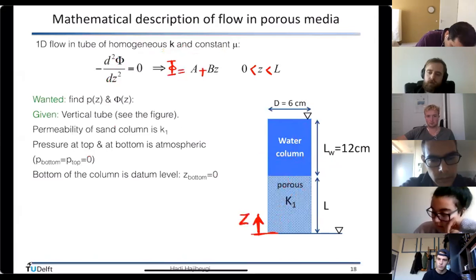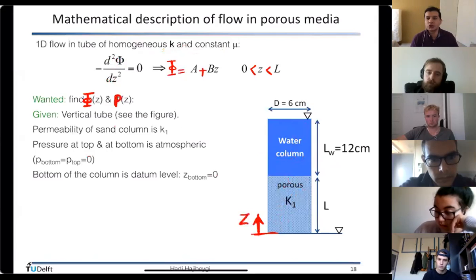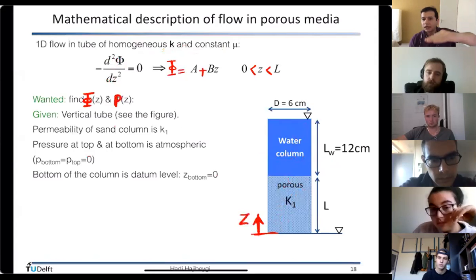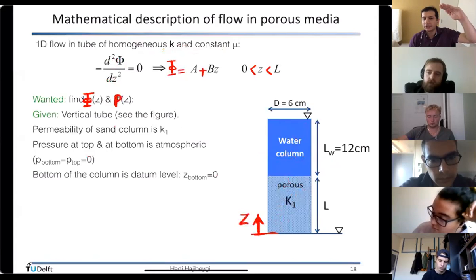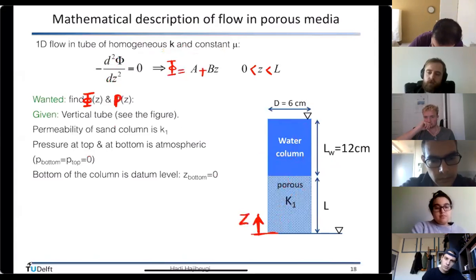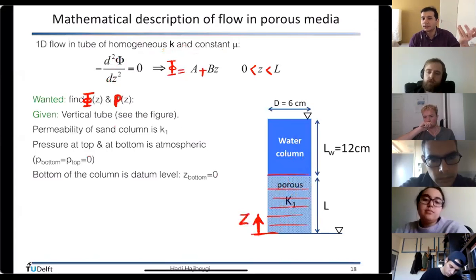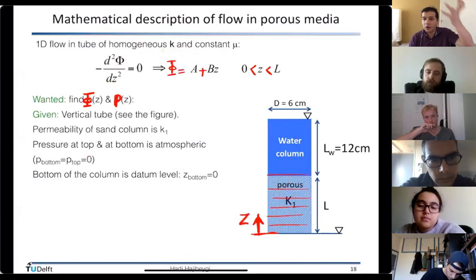And I would like to know my potential and pressure distribution across this sample. I want to know what's my potential here, here, here, here, here, here. What's my pressure at those levels too? And what is my velocity? These are my questions, especially velocity or flux, because I want to know how much water flows through this sample, because that is important for my design.